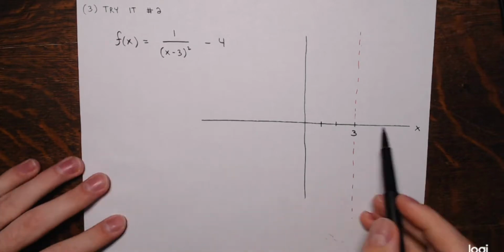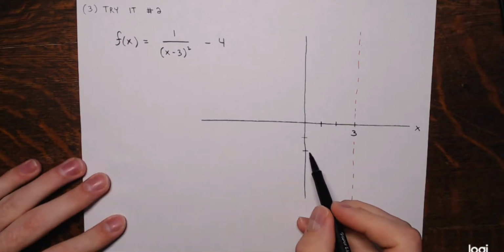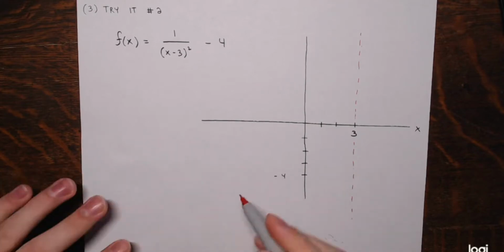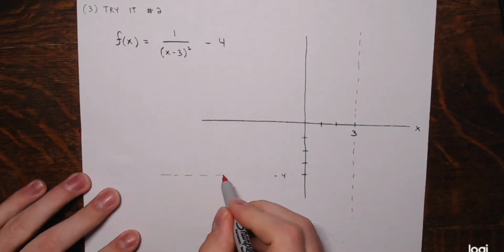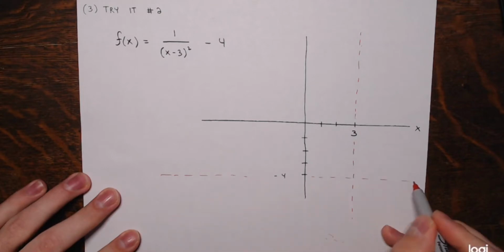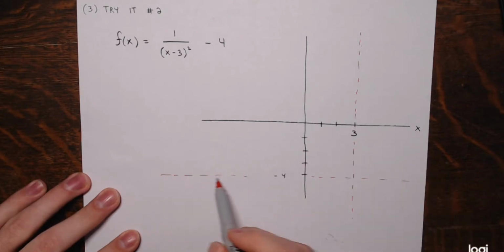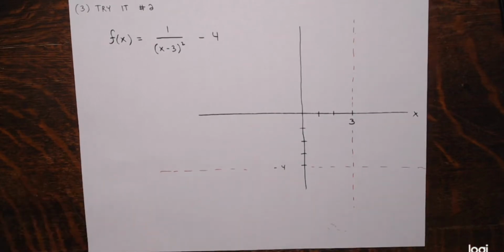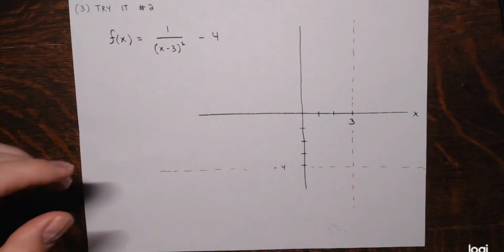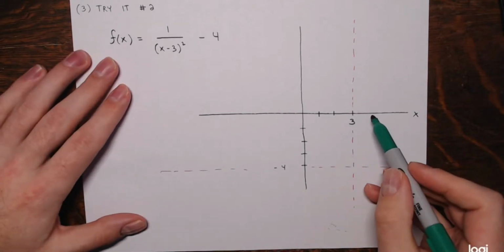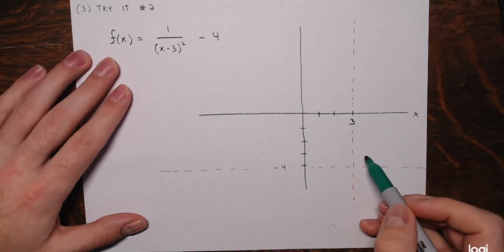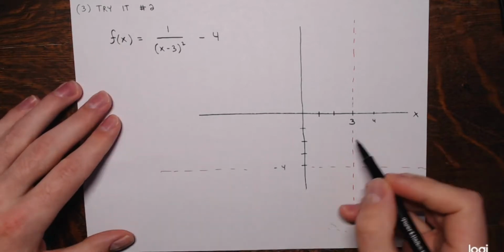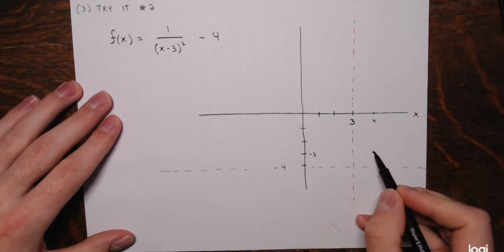And so instead of the horizontal asymptote being y equals 0, it's going to be at y equals negative 4. And then the rest of the graph looks the same. I'd have 4, negative 3. I'll put some points in here. 4, negative 3 would be on the graph.